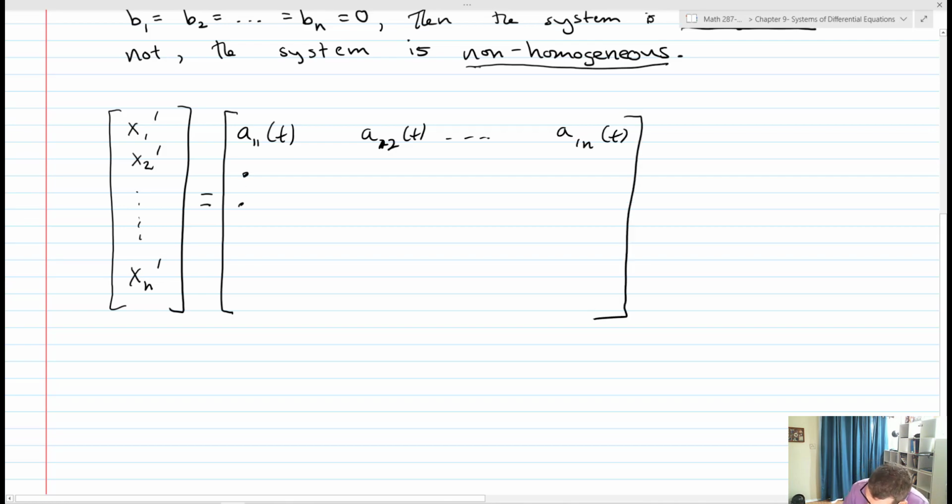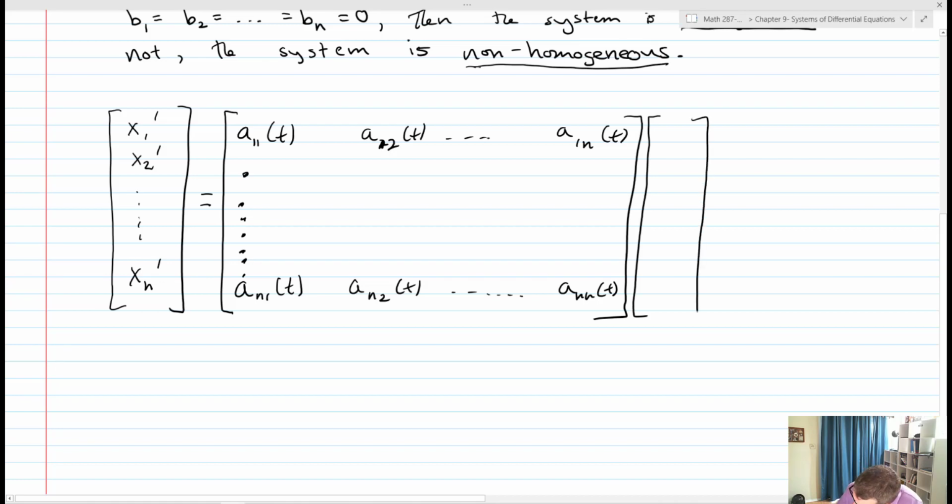And then we're going to have all the way down those functions that we had inside of the system, down to an1 of t, an2 of t, and so on and so forth until we get to ann of t. And then our solution vector here is going to be x1, x2, x3, all the way down to xn.